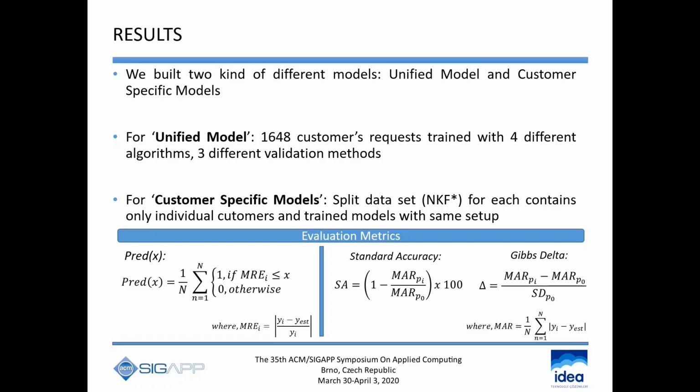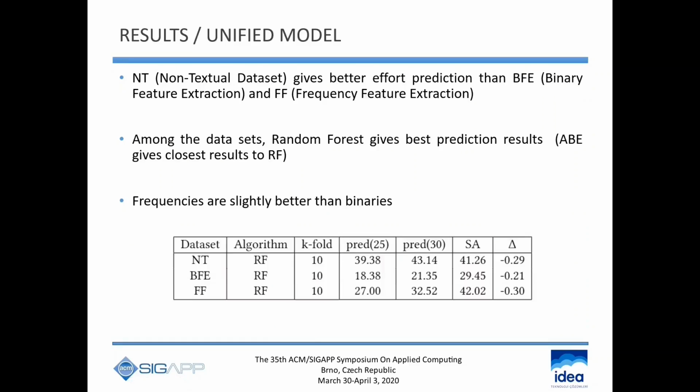Our expectation for a good model is a high value of PRED, a high value of standard accuracy, and also a high absolute value of Gibbs delta. In the figure below, we summarize the best results for these data sets. For the unified model, when we used features alone, without merging, if you compare for higher values of PRED and standard accuracy, and also higher absolute value of Gibbs delta, it can be seen the non-textual data set gives better prediction results than binary and frequency feature extraction techniques.